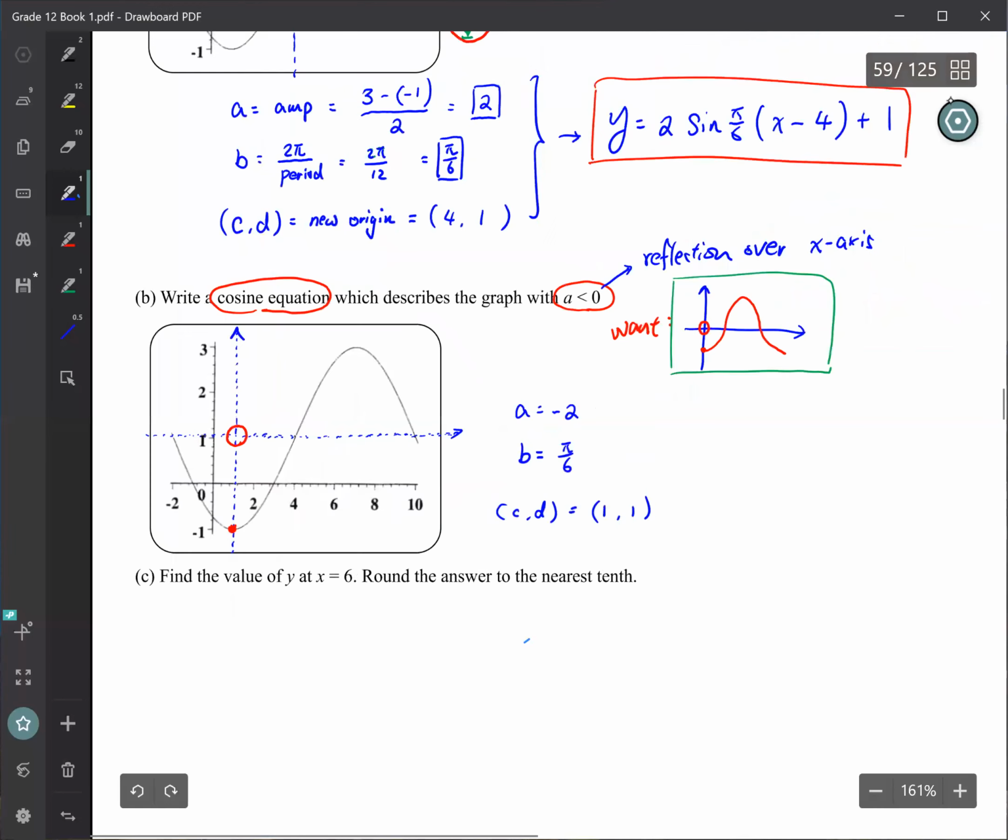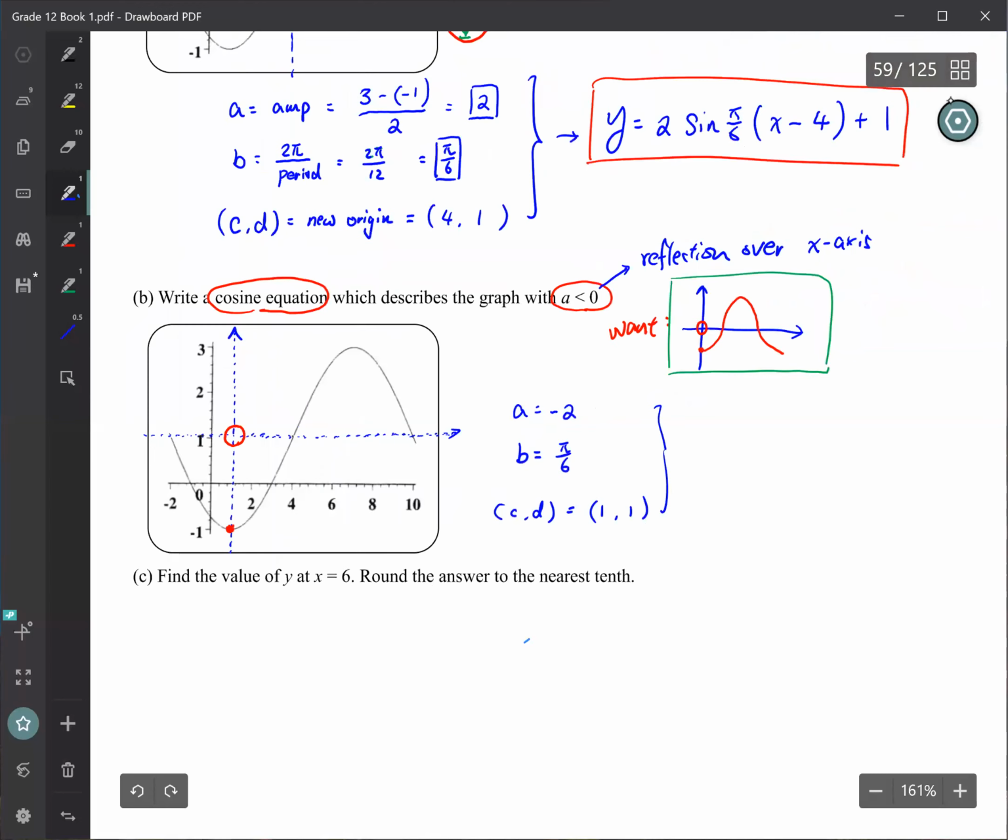So once you have that, just combine them, write out the equation. Y equals to, what's the equation then? Ray? Y equals to -2 cosine pi/6 bracket x minus 1 bracket plus 1. Yep, very good.